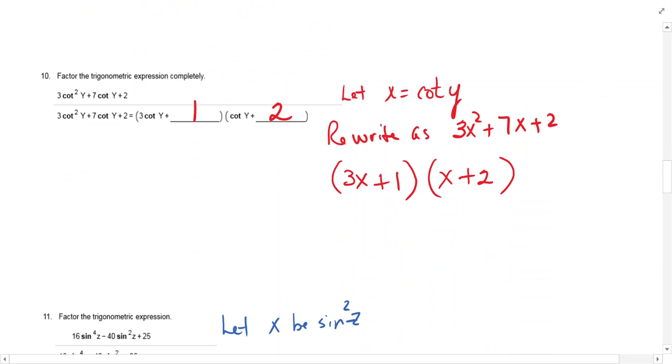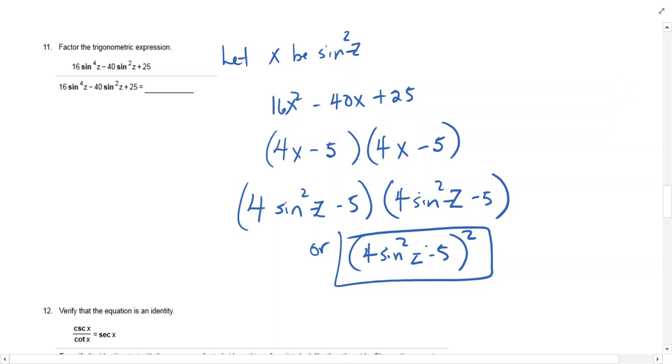Number 10, 3 cotan squared y plus 7 cotan y plus 2. Let's just let x be cotan y, and then we're going to substitute. So we rewrite it as 3x squared plus 7x plus 2. That factors. We have 3x plus 1 and x plus 2. That does give me what I need. And so it would be 3 cotan y plus 1, cotan y plus 2.